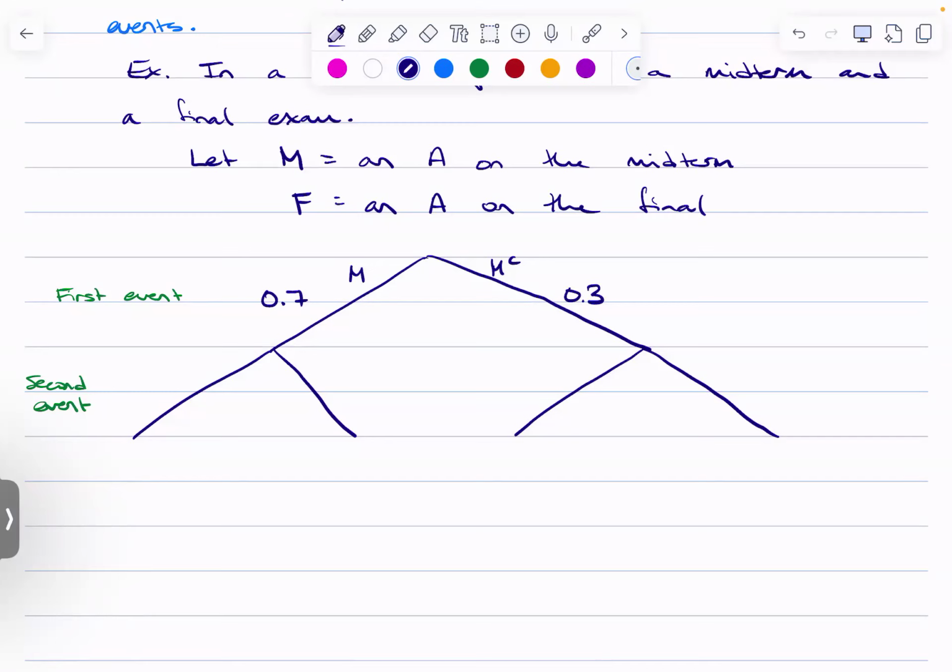So what we'll notice is that a set of branches has to add to 1. So each set of branches must add to 1.